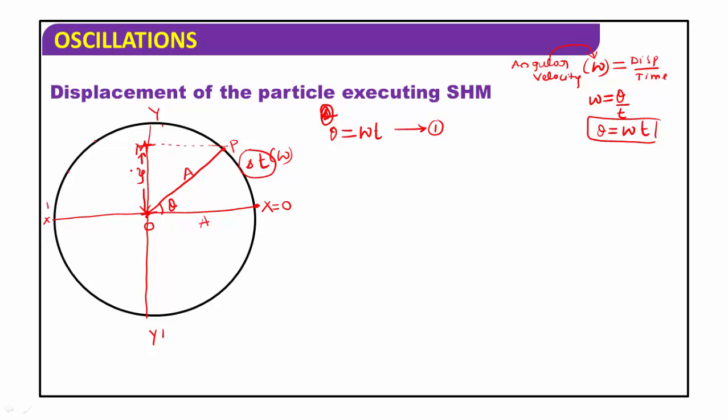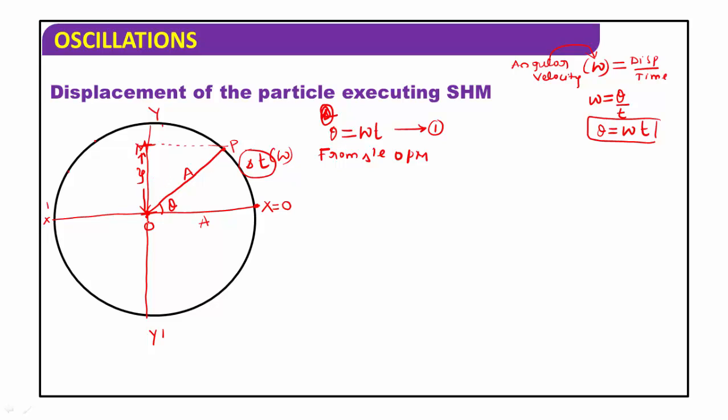Here, in the triangle, OP is equal to OM. Here O to M is called the displacement of the particle. From this triangle OPM, O to M is y and O to P is a. A means the radius, and y denotes the displacement. Now I am going to find the displacement of the particle executing simple harmonic motion.